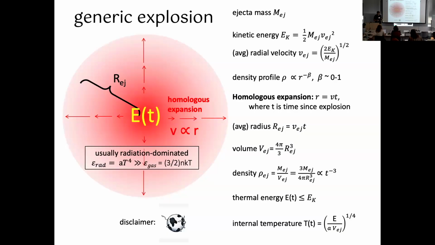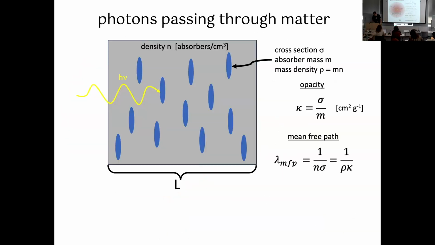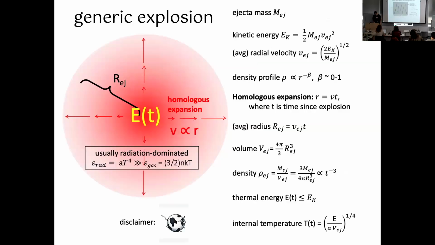So everything will be spherical from here on out. Right. Yes? The rho going as r to the minus beta? Yeah. Is that before homology, or are you just generically assuming something, or is that what you expect once you're in homology?